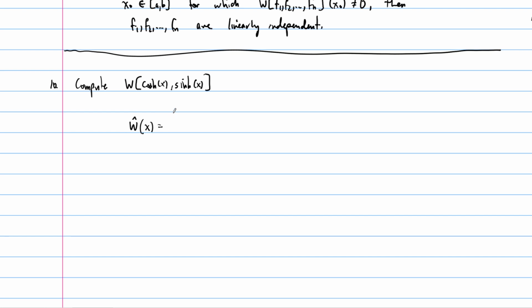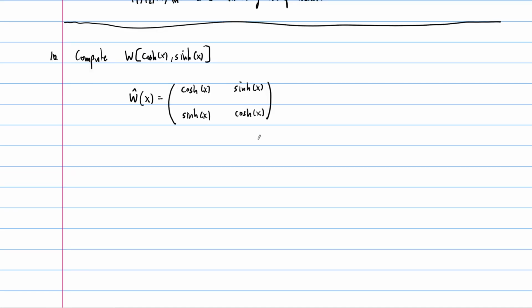So our W, remember this is a function of x, so sometimes we write W hat as a function of x, but as a matrix, the first row is just the functions. This will just be 2 by 2 because there's only two of them, right? But there's our functions. And the next row is going to be our derivative. So the derivative of cosh is sinh, and the derivative of sinh is cosh, right? And so at this point, there's our matrix. That's not the Wronskian itself, but it's closely related, right?